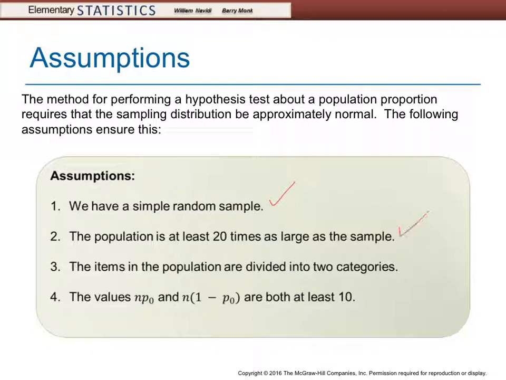Sometimes we don't always know this. The items in the population are divided into two categories. That means that one has the characteristic and the other does not. And the values of n times p and n times 1 minus p are both at least 10.